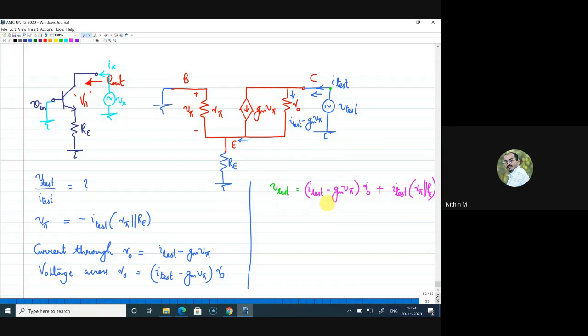Now, yes, Praveen. So look at this. I want to write what is V test. V test is the voltage from this point to ground. So I can write V test is equal to the voltage across R naught and the voltage across Re. Is that clear, Praveen?